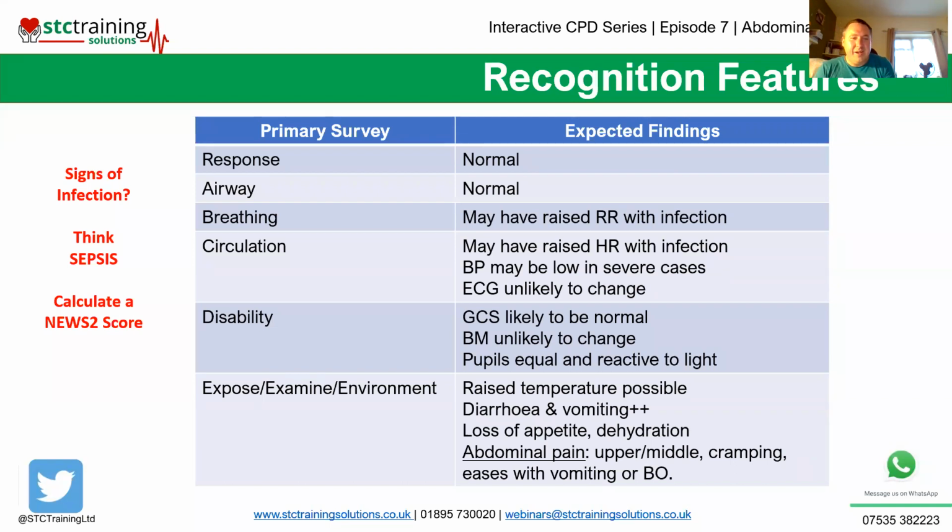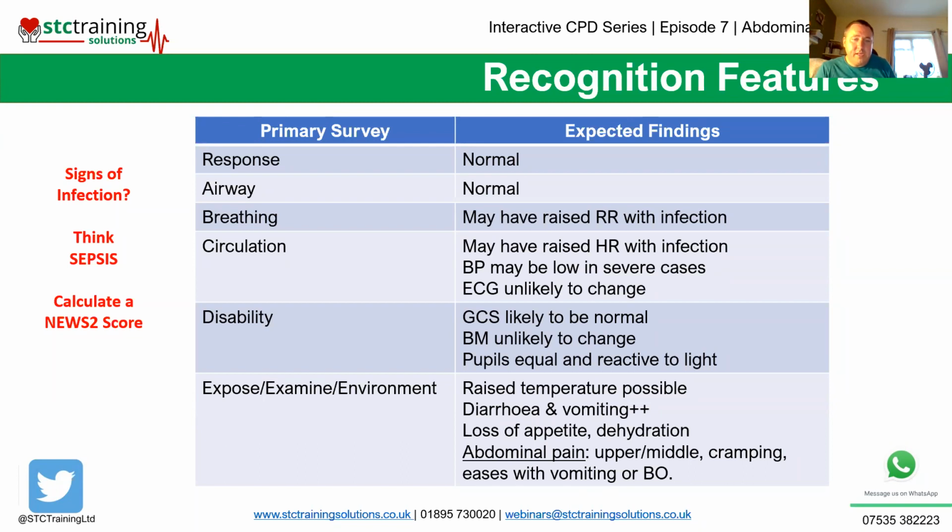So, raised temperature possible, lots of diarrhea and vomiting, loss of appetite. Dehydration is the main thing we're worried about. You're likely to die of dehydration within a few days if you can't get fluid in. But of course, the vast majority of people can get sips of water in between those episodes of vomiting.